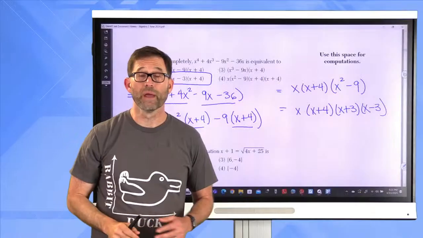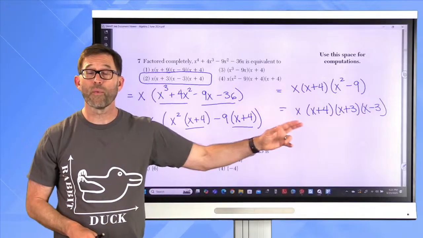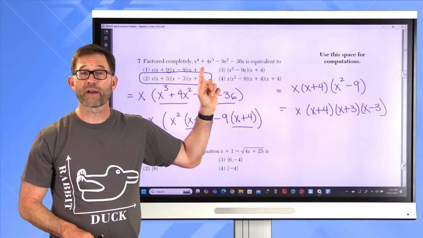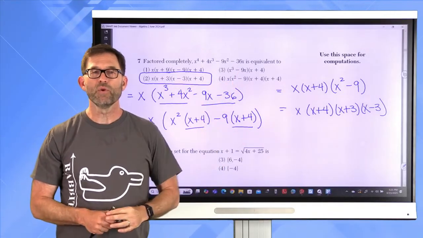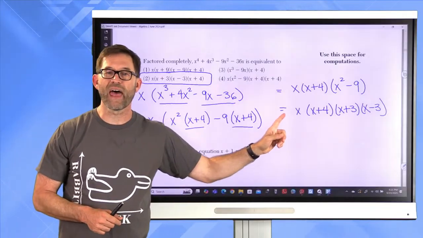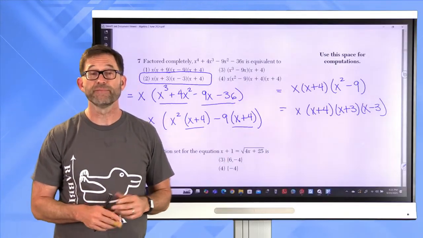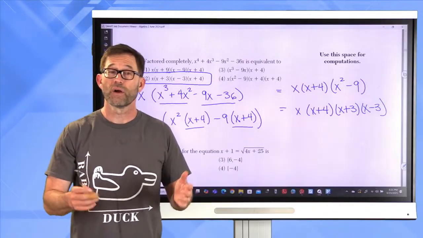And again, let me reiterate. You can definitely get all the way here by doing first factoring by grouping on here, but you will eventually have to pull this x out as a GCF at some point. All right, let's keep going.